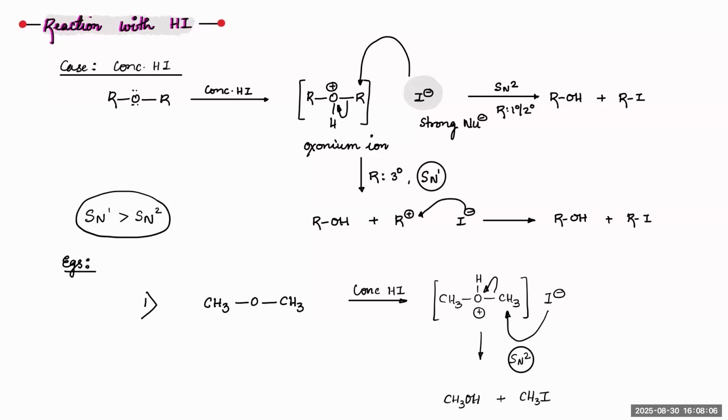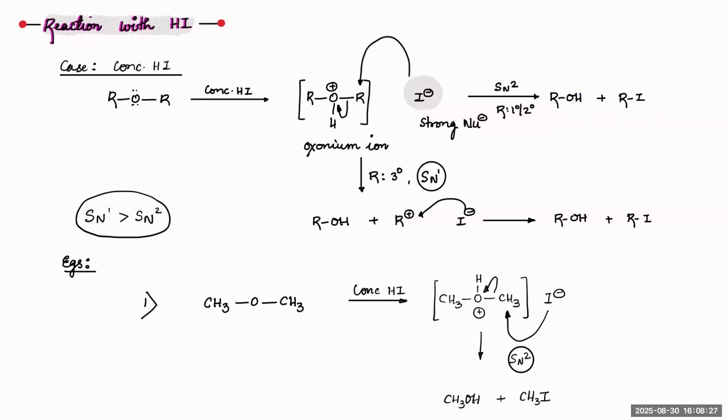Therefore, with concentrated HI, first the lone pair will take H plus and convert into this oxonium ion. And then I minus, which is a strong nucleophile, will attack on this R, breaking this bond. So you'll get one part as an alcohol, the other part as an alkyl iodide.